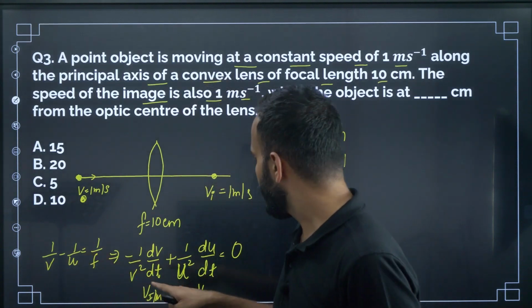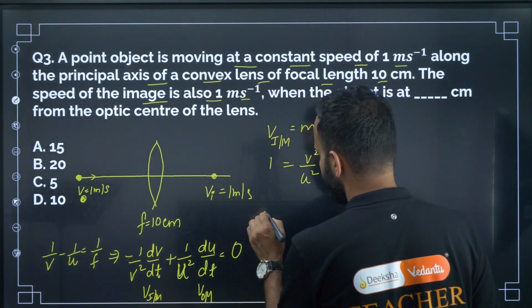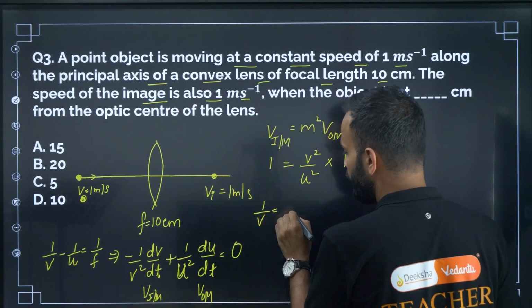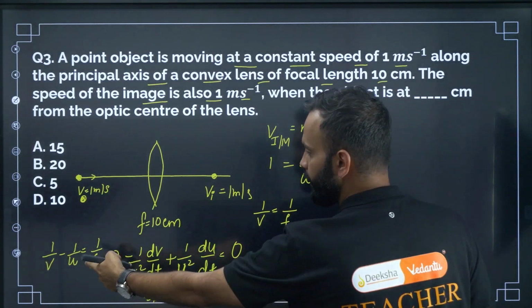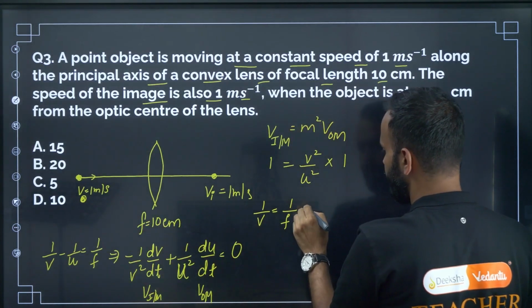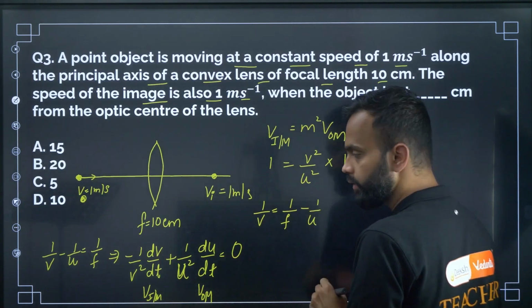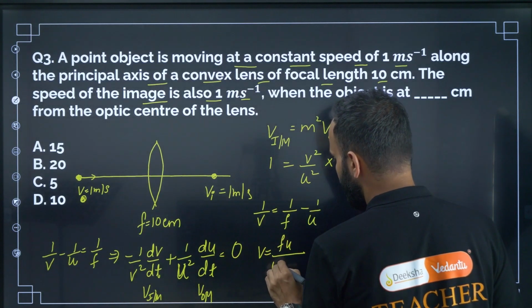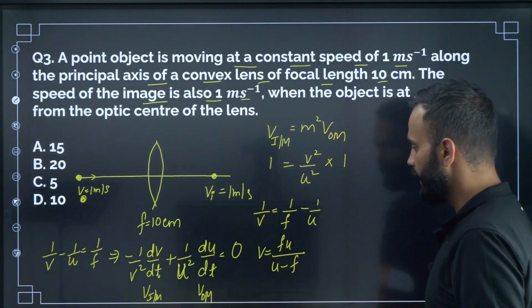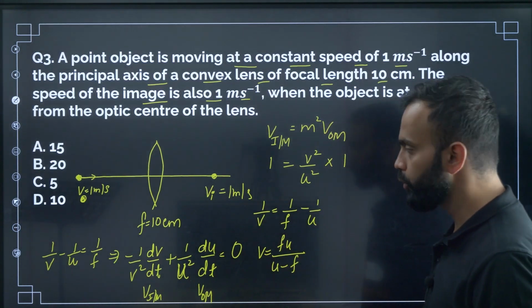u is negative, so 1 by v is equal to 1 by f, right? u is negative anyway, so this will be positive, so 1 by f minus 1 by u only. So v equal to f into u divided by u minus f. v equal to f into u by u minus f.